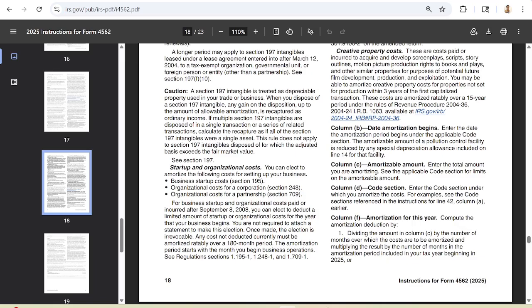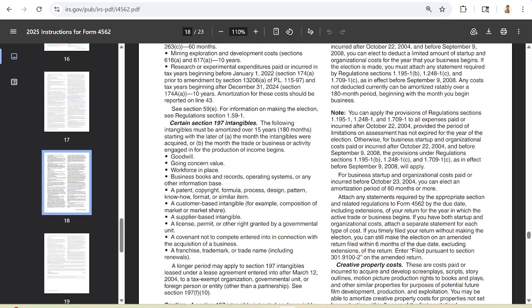Any cost not deducted currently must be amortized for 180 months, and the amortization period starts with the month you begin business operation. So, and that is section 709 for that.